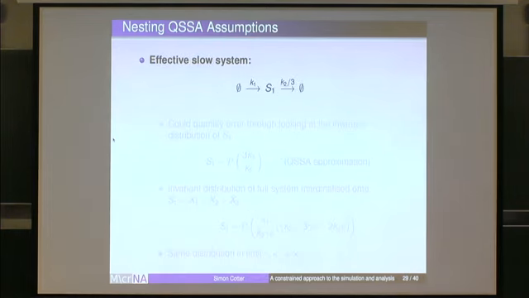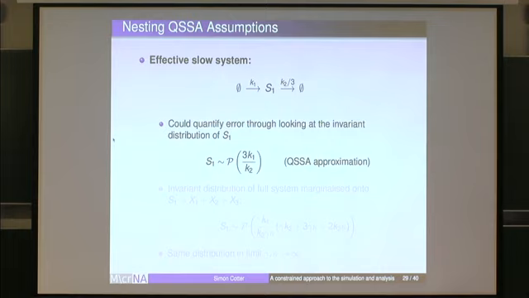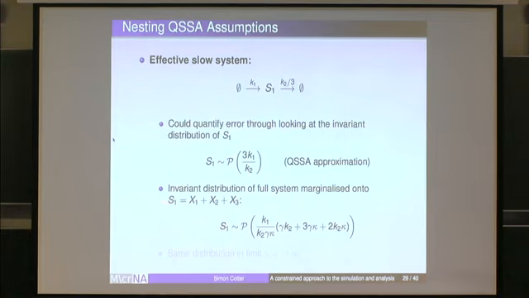dynamics, and that leads us to this effective slow system for S1, which has rate K1 and rate K2 over 3 for the death process. So again, we could look at the invariant distributions in order to quantify the error in our approximation using the quasi-steady state assumption. So if we look at the invariant density of this system, we get S is a Poisson random variable with intensity given by 3K1 over K2. If we look at the invariant distribution of the full system with slow variable S1 given by x1 plus x2 plus x3, then we arrive at this intensity here.